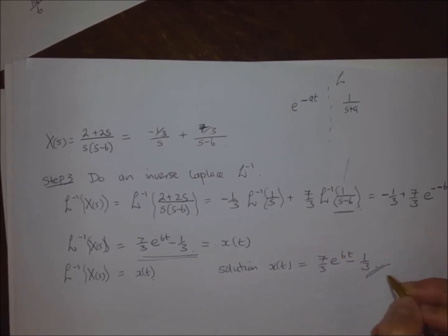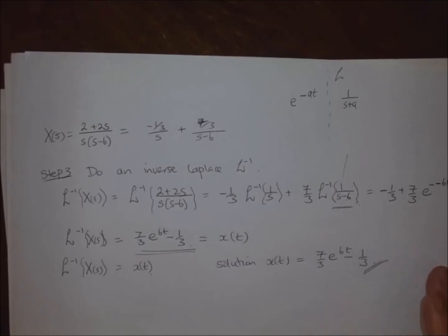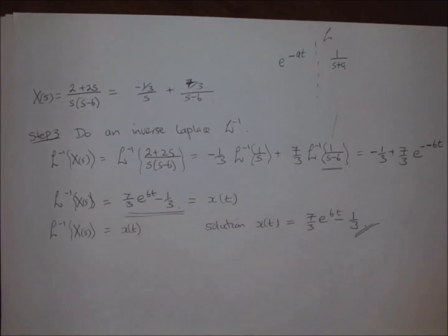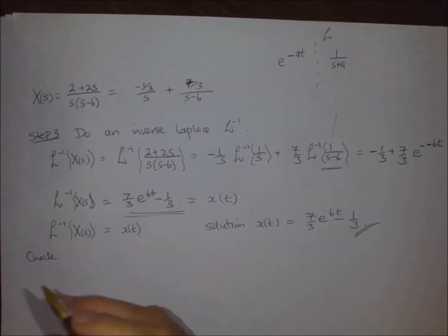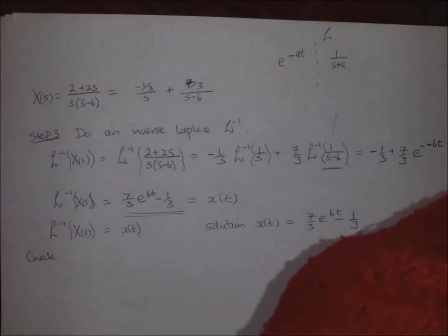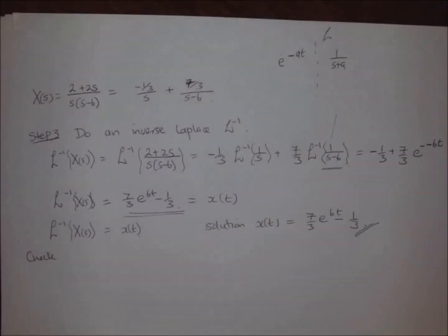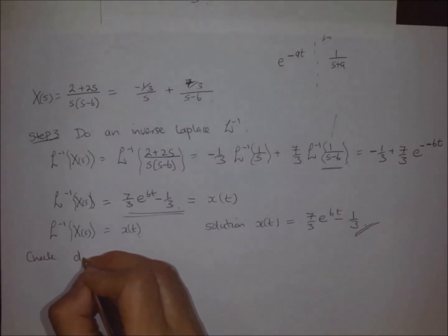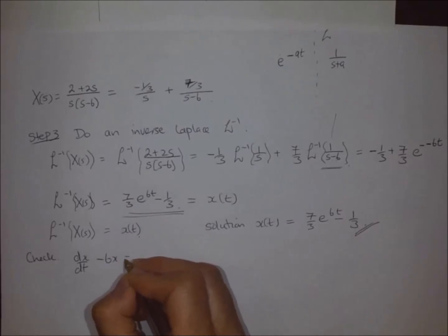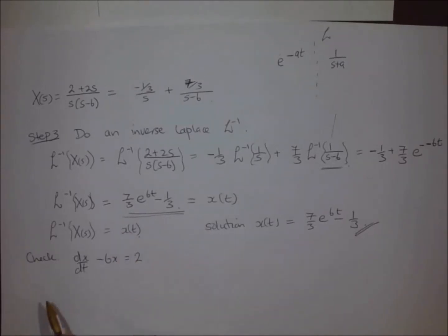That's the end of the question, but really, if you want it, you probably don't, but if you do want, you could check it. So if we go back to the original formula in the question, here, dx/dt minus 6x equals 2. So let's just put in the value we get for X of t and see if that works out.